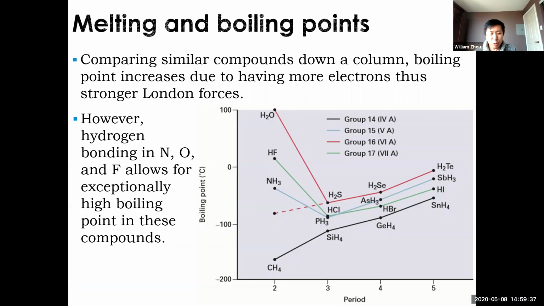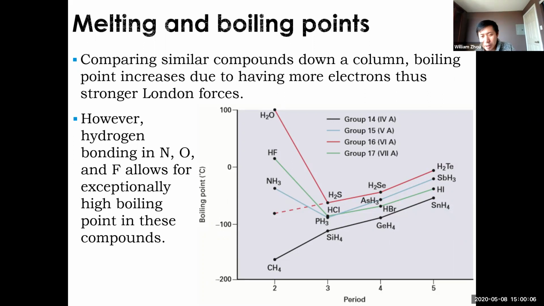Check out the trends in boiling point down a column on the periodic table. All right, so if you look at that graph in black, you have group 14. If you just take out a periodic table, check out group 14, you go down the column, you start with carbon. Under carbon, you have silicon, and then germanium, and then tin as you go down the list, okay?